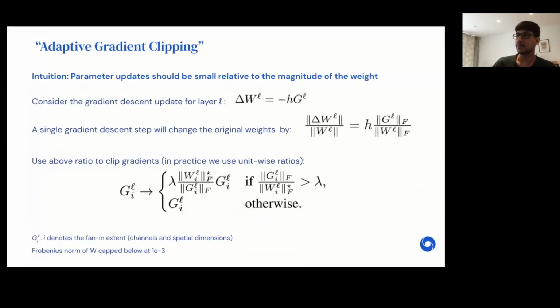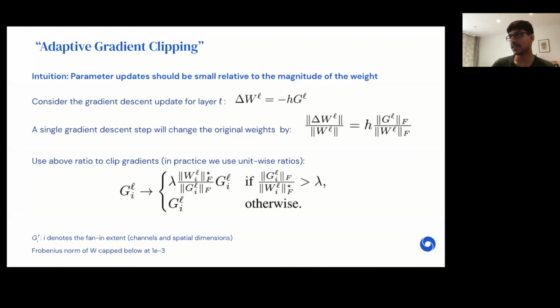Okay, so to get back batch norm's large batch benefits, we introduced this adaptive gradient clipping technique, which is built on the intuition that parameter updates should be small relative to the magnitude of the weights. Consider the gradient descent update for layer L, which uses a gradient G of L with some step size H. Notice that a single gradient descent step would change the original weights by a ratio determined by the norm of the gradients over the norm of the weights. And so we simply use this ratio to clip the gradient. If this ratio is greater than some threshold, you clip the gradients, otherwise you use the original gradients. And this is simply the adaptive gradient clipping algorithm.